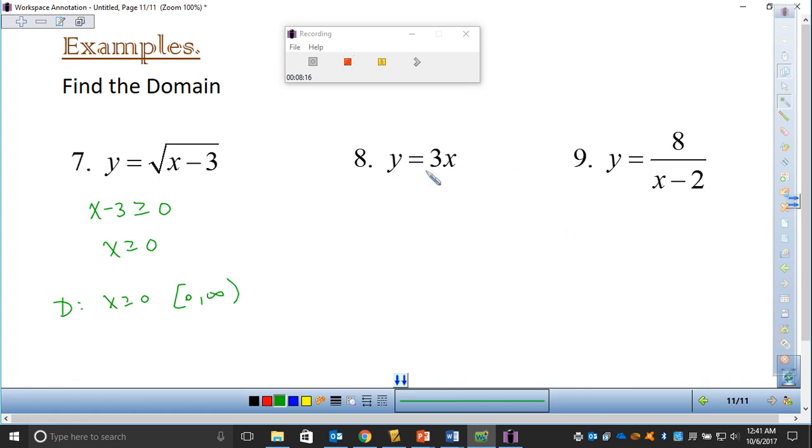Looking at number 8, are there any values of x that I can plug in that are going to make this an imaginary number or non-real number? And there aren't.